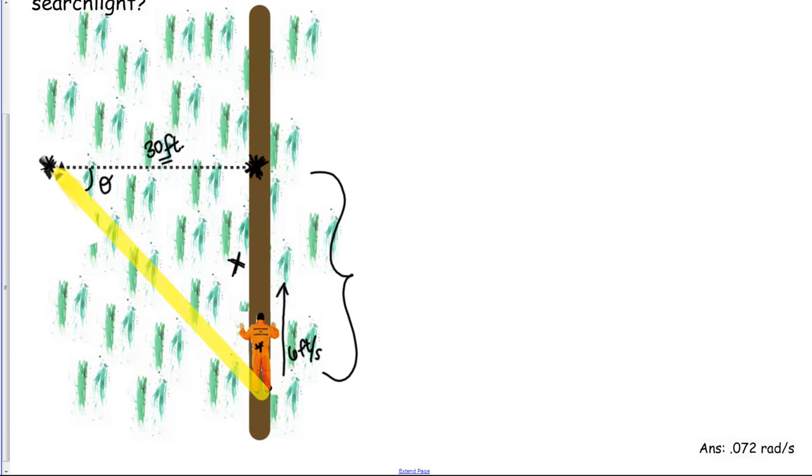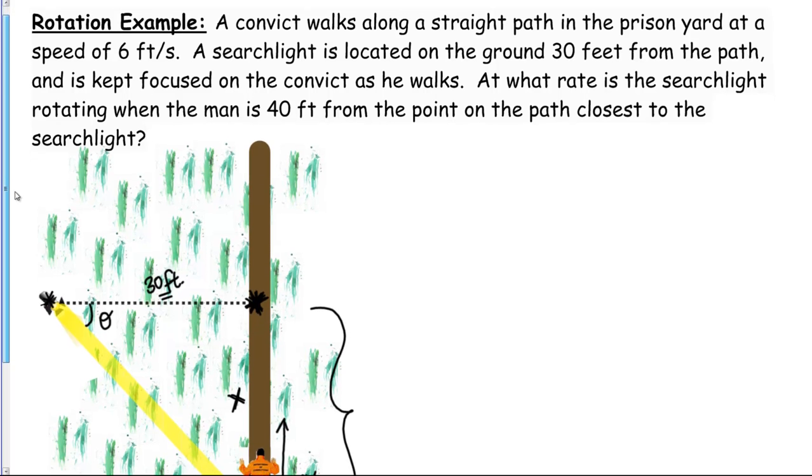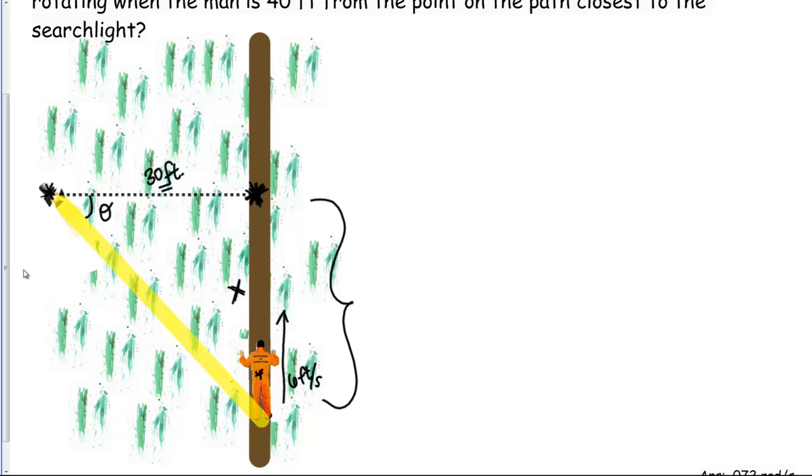Okay, so what should we do next? Let's think about what rates we know and what rates we're trying to find. So what are we given here? Well, we're told that the convict walks along a straight path in the prison yard at a speed of 6 feet per second. Okay, so that's a rate. Which variable in my picture does that correspond to? Well, it's the speed he's walking along the path, so I know it's going to have something to do with x. So dx/dt. Remember, and let me draw this in a different color, I'm thinking at this point here is my reference point.